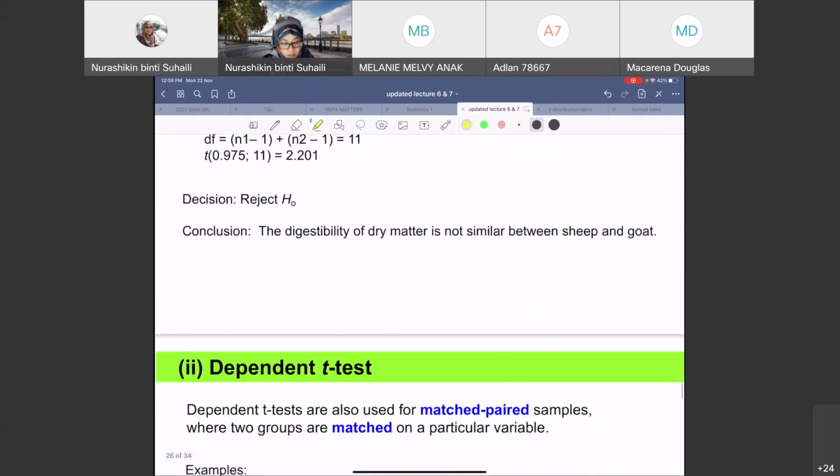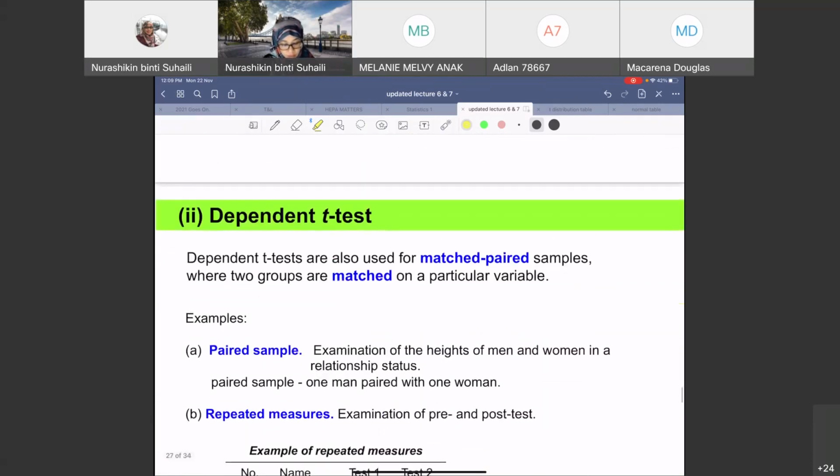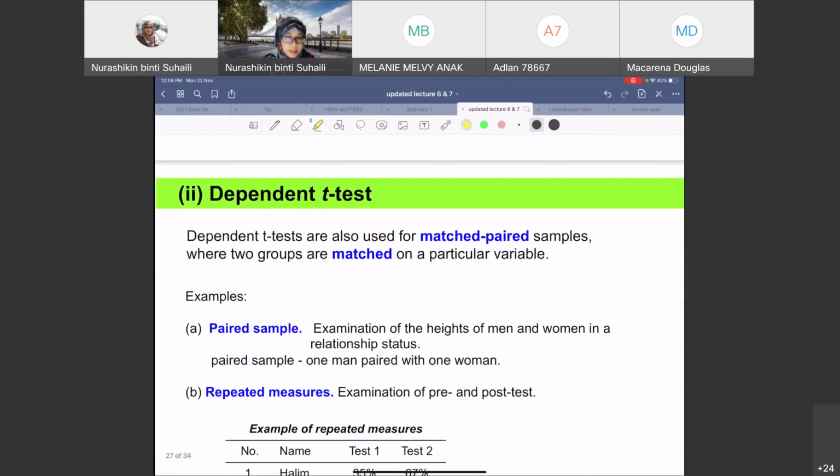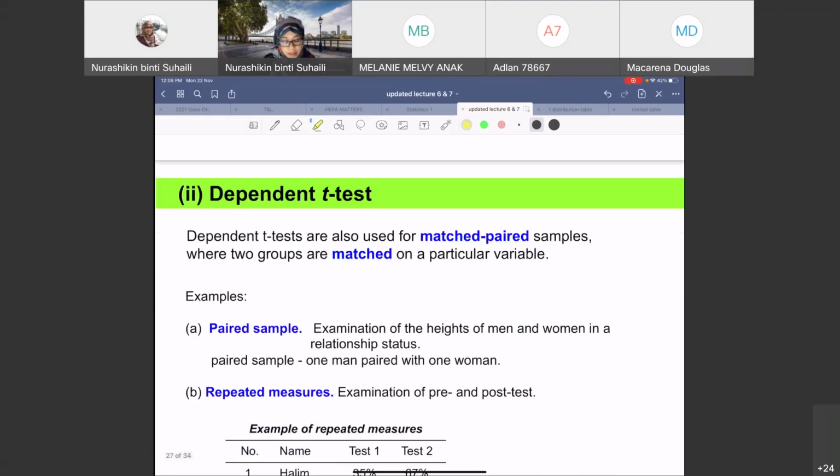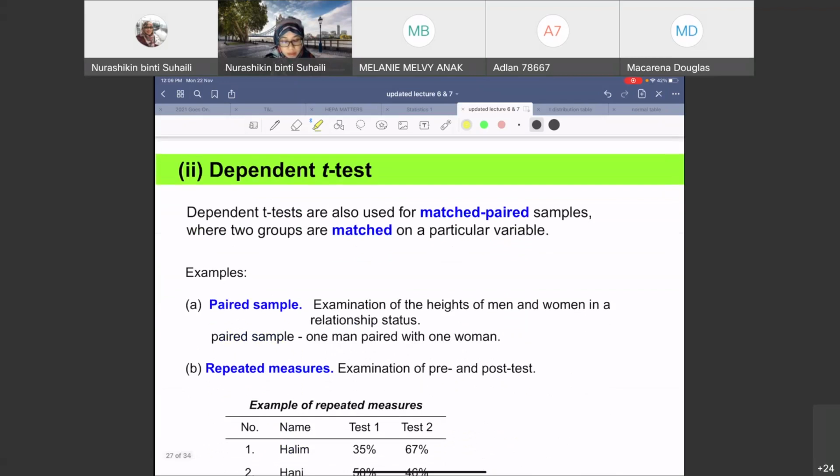Okay, then you can go through it by yourself. I'll just go directly into the last part, which is the dependent t-test. Just now we were talking about independent samples t-test. Now, the dependent t-test. What kind of samples are normally dependent?